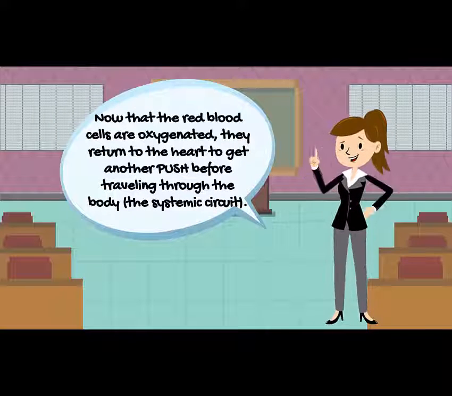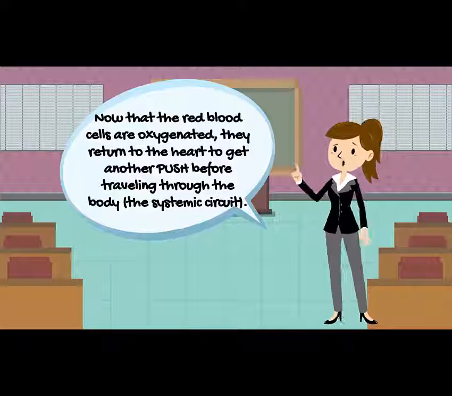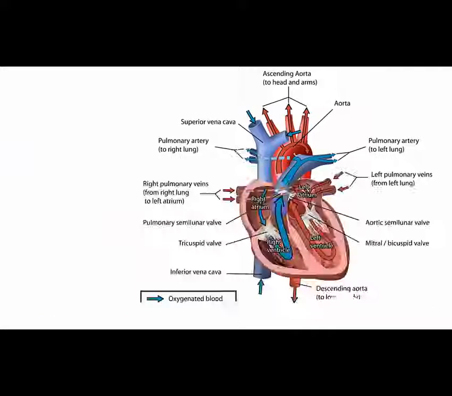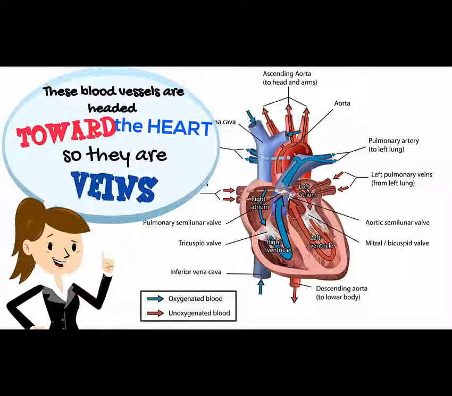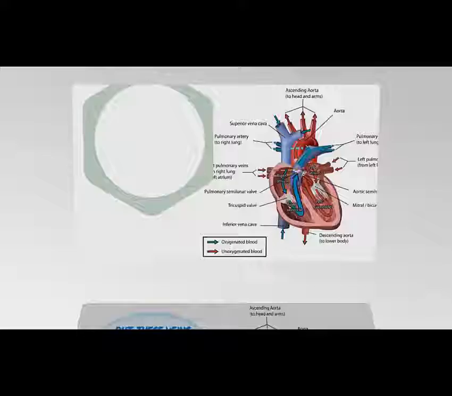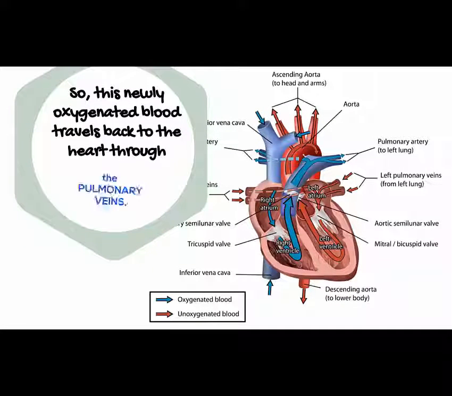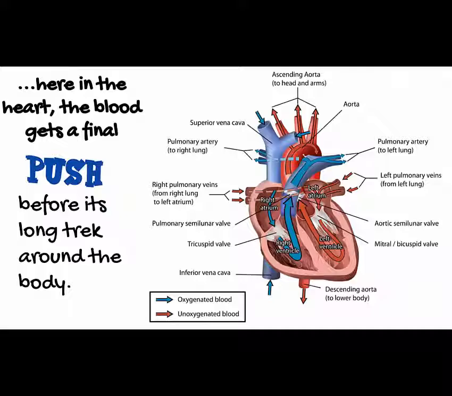Now that the red blood cells are oxygenated, they return to the heart to get another push before traveling through the body in the systemic circuit. These blood vessels are headed toward the heart, so they are veins, but they are colored red because the blood they carry is oxygenated. So, this newly oxygenated blood travels back to the heart through the pulmonary veins. Here in the heart, the blood gets a final push before its long trek around the body.